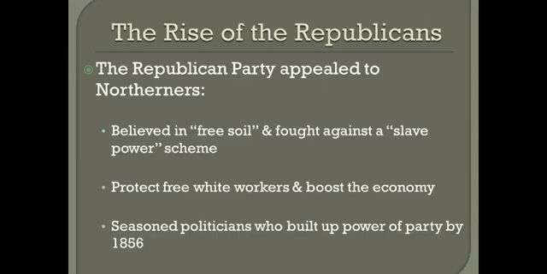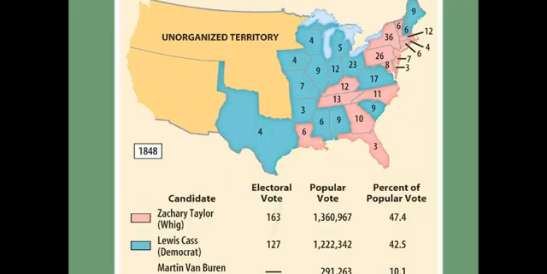We have the rise of the Republicans. Let's talk about this a little bit more. It really appealed to Northerners for a number of reasons. They believed in free soil, and they fought against the idea of a slavery takeover, okay? They wanted to protect free white workers and boost the economy, and it was comprised of seasoned politicians. So they were able to really build up the party by 1856 because they were experienced and they could lead.